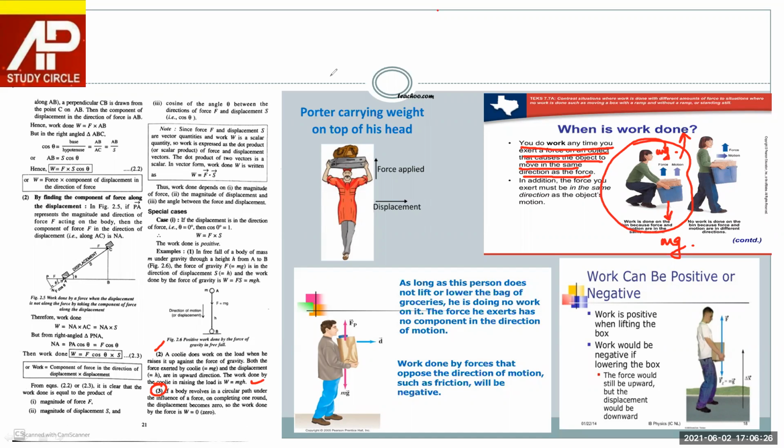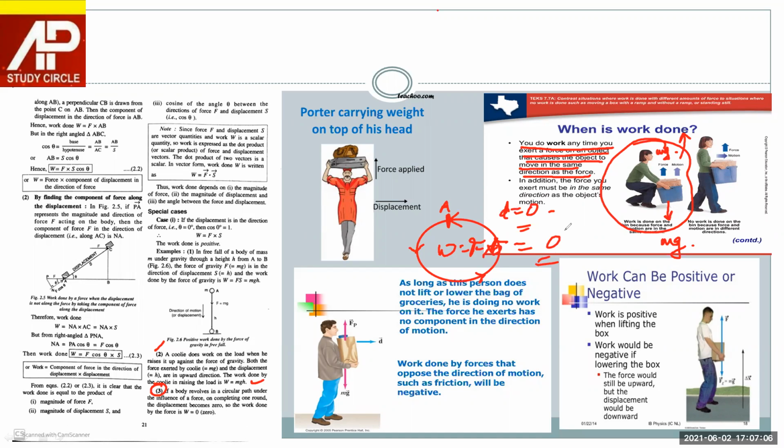Suppose the body is taking rotation in a circular path like this. It starts here, takes a turn and comes back again. Displacement is always zero. Whatever the force applied, we will not talk about that later. But what is the body's displacement every time? Zero. Work done is F into zero. Work done is also zero.